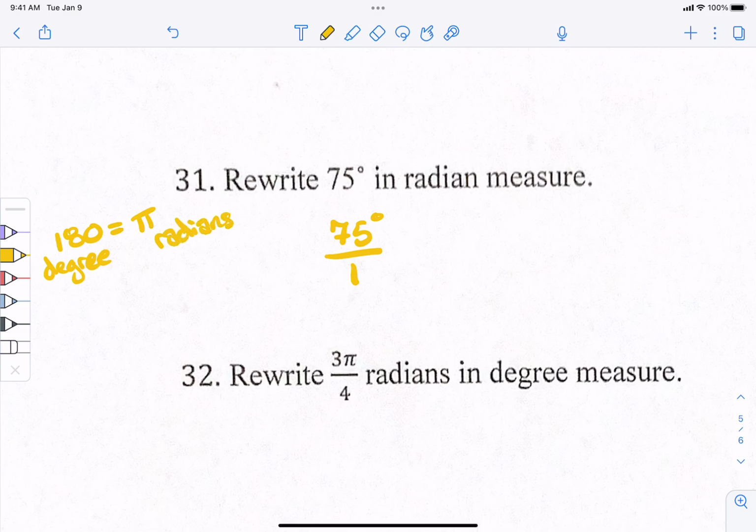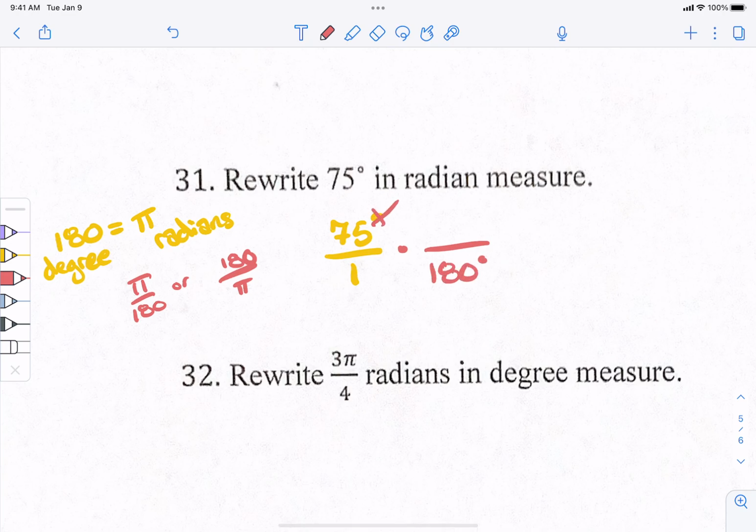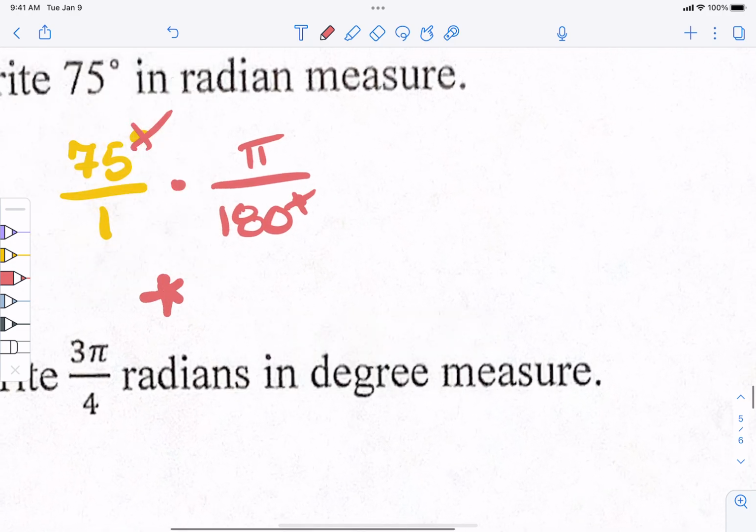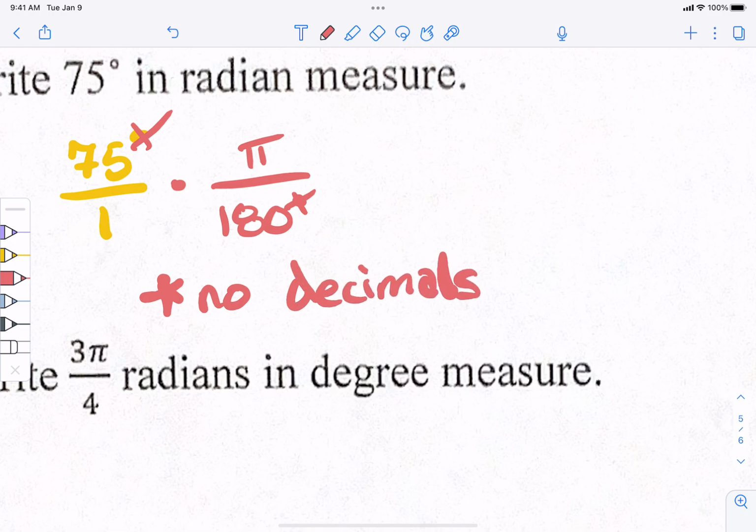So when we're converting, we multiply by either pi over 180 or 180 over pi, and it just depends on what we're given. So here we're given 75 degrees. So I want 180 degrees to be on the bottom, so I can cancel those degree symbols out, okay? And then from there, I just reduce, okay? The thing that you want to make sure is that you have no decimals in your answer, okay? We're just going to reduce it down as far as we can and get a fraction, all right?